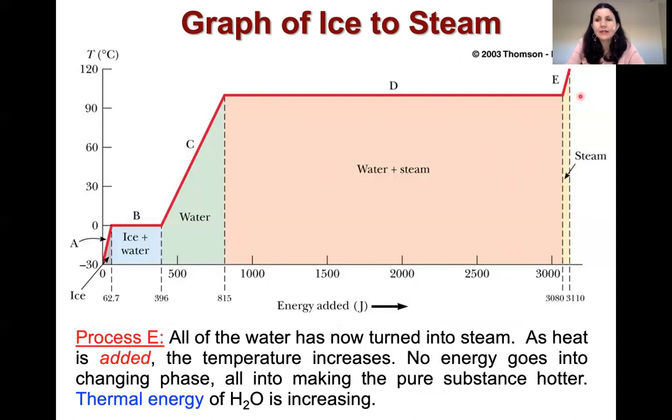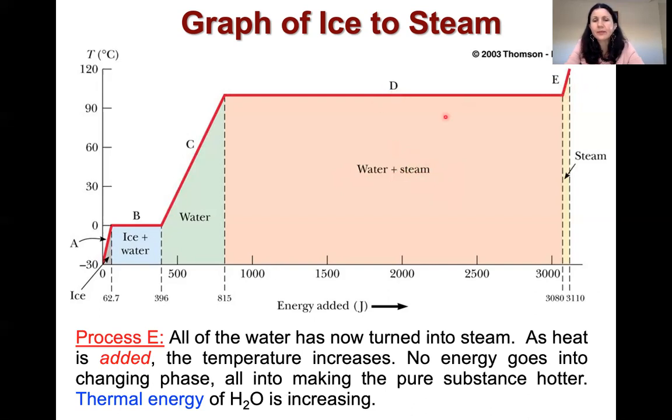Okay, and then process E, the very last process, because we're just sticking to the solid, liquid, and gas phases. So now all we're left with is making our gas hotter. If we continue to add more energy at this corner here, the 100 degrees Celsius, now we've converted all of our water into steam. So we call it steam when we're specifically talking about water.